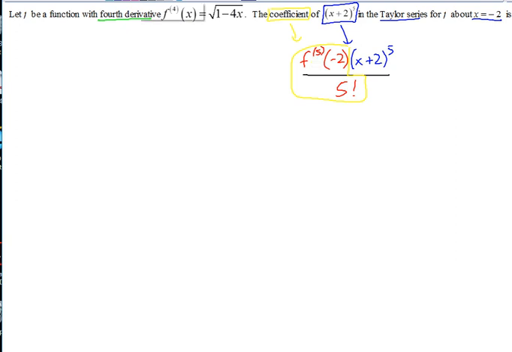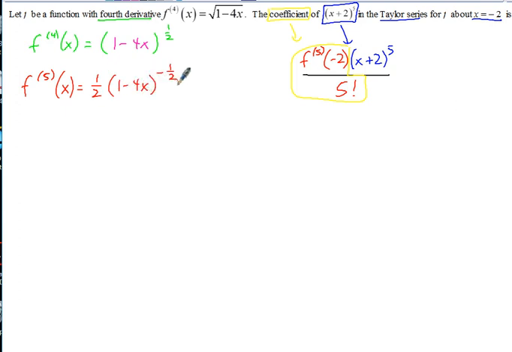So since our fourth derivative, let's rewrite this here to make it easier to take the derivative of. We could write it as 1 minus 4x to the 1/2 power. So then when we take the fifth derivative, it's just the derivative of the fourth derivative using the power and chain rule. That would be bringing down the 1/2, 1 minus 4x to the negative 1/2. But using the chain rule, the derivative inside, the derivative of 1 is 0, but the derivative of negative 4x is negative 4. So times negative 4.